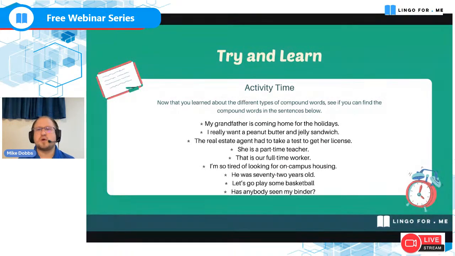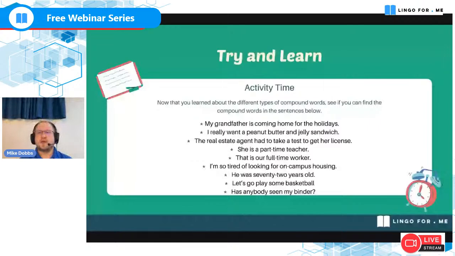Next, we'll go to: she is a part-time teacher. And I'll give you a second to see if you can find that. So you'll see here, if you haven't figured it out, that's okay. It's part-time that is the compound, because you see the little hyphen or dash in between part-time.